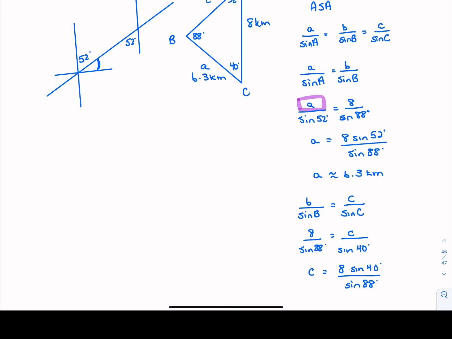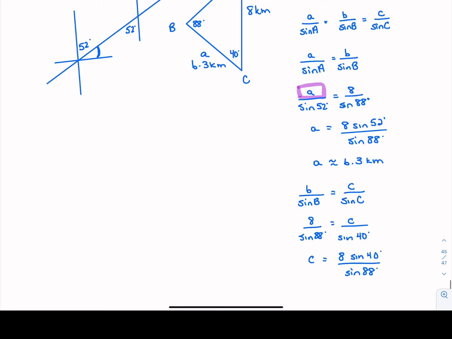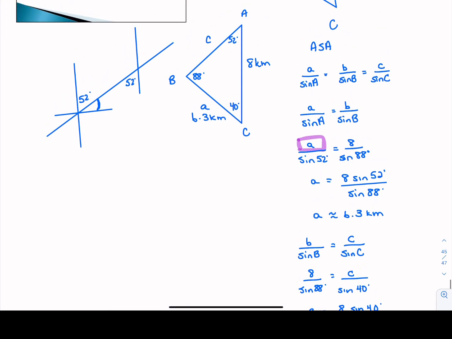8 times the sine of 40 degrees is now divided by the sine of 88 degrees. So you should have 5.1 approximately when you find the measure for c. So you've got another 5.1 kilometers added to this loop. So if I fill that in on my diagram, we have 5.1 kilometers for side c. We have 8 kilometers between A and C, so that's the last leg of the journey, plus we have 6.3 kilometers between points B and C.